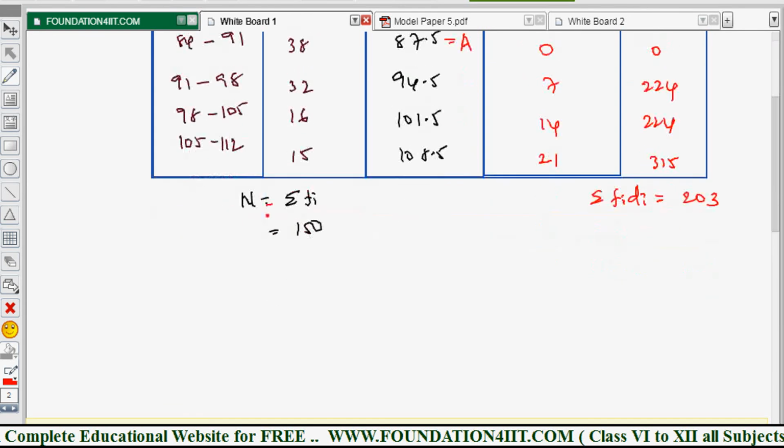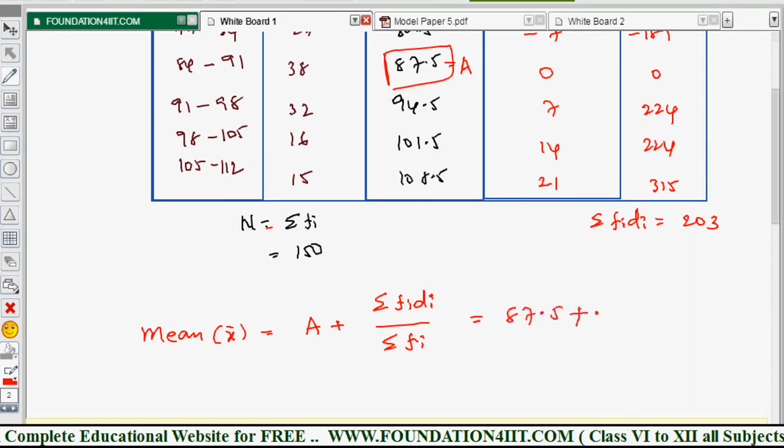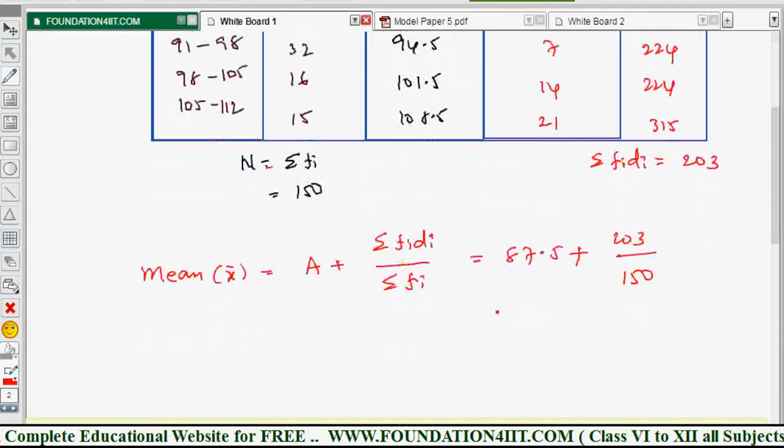And the assumed mean is a. A is 87.5, taken. Now the mean is equal to a plus sigma fi di by sigma fi. Apply this formula. So 87.5 plus sigma fi di, which is 203, by 150. Just do the calculation by dividing these both. You'll get 88.85 approximately, right? This is the method.